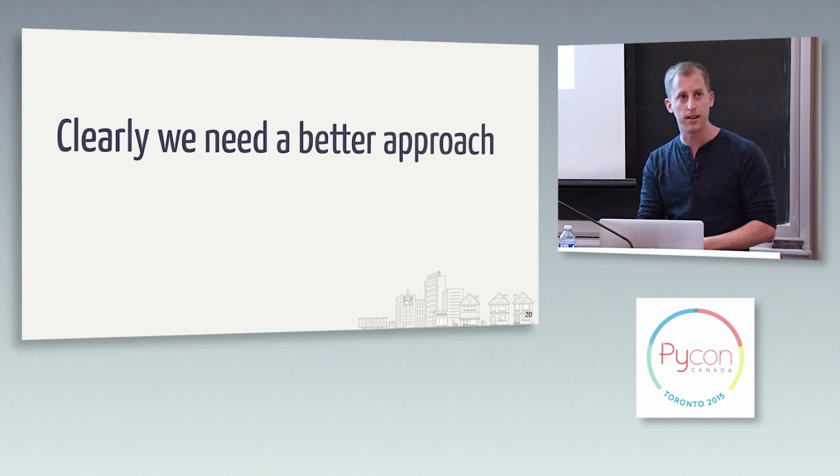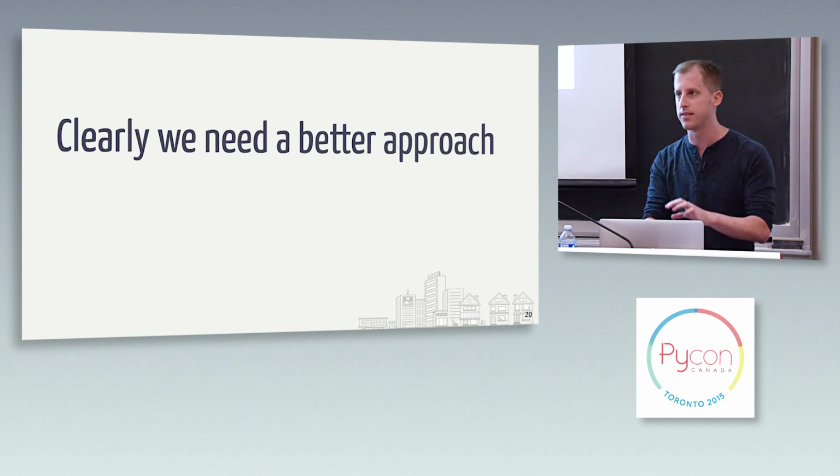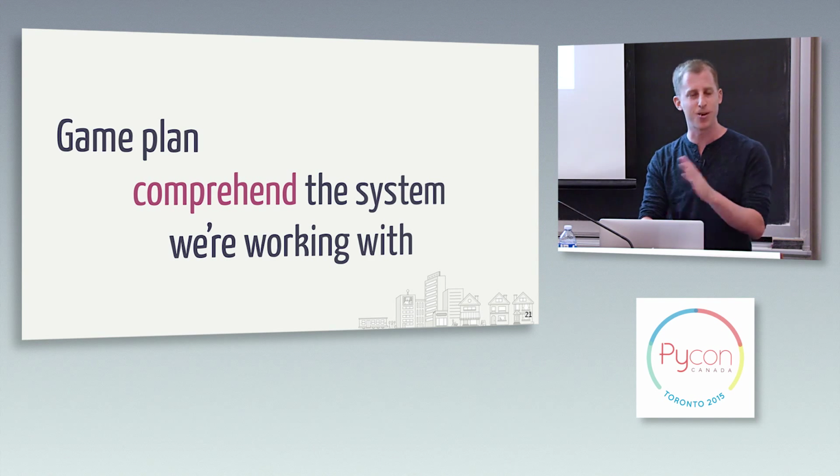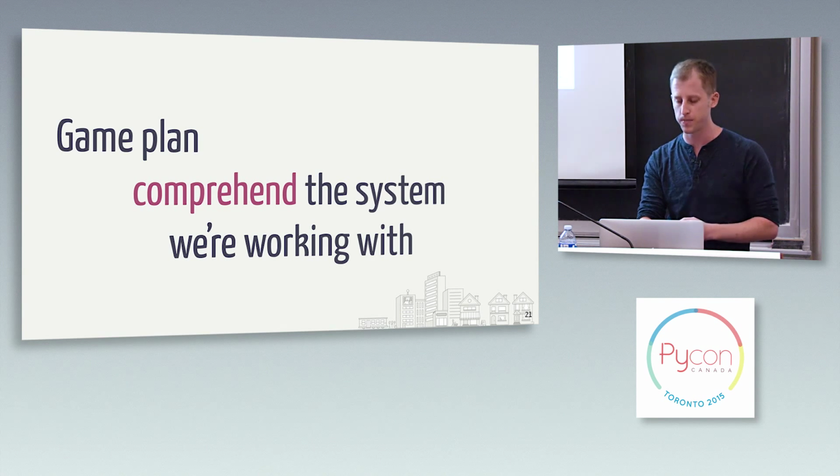So clearly we're going to need some sort of better approach, something cohesive that addresses these problems. With any luck, we'll come out of this talk with some of those ideas. So our rough game plan is 3 parts. We want to start out by taking this code we don't understand and just feeling like we're starting to comprehend it. We're not going to get there immediately, but this is where we're going to start.